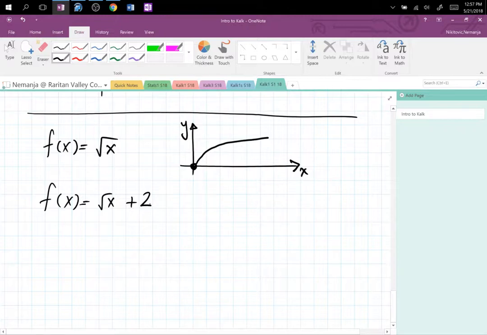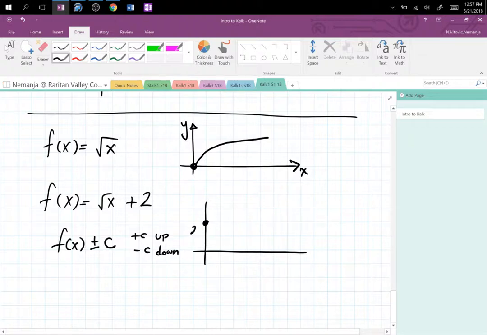Now see, this plus 2, when it's kind of added to the original function, is the shift up or down. So in this case, we can have f of x plus or minus c. So plus c is going to be up, minus c is going to be down. That's obviously if c is larger than 0. So in our case, our square root function now is going to start at 2. It's going to look the same as the previous function. It's just going to start at 2.